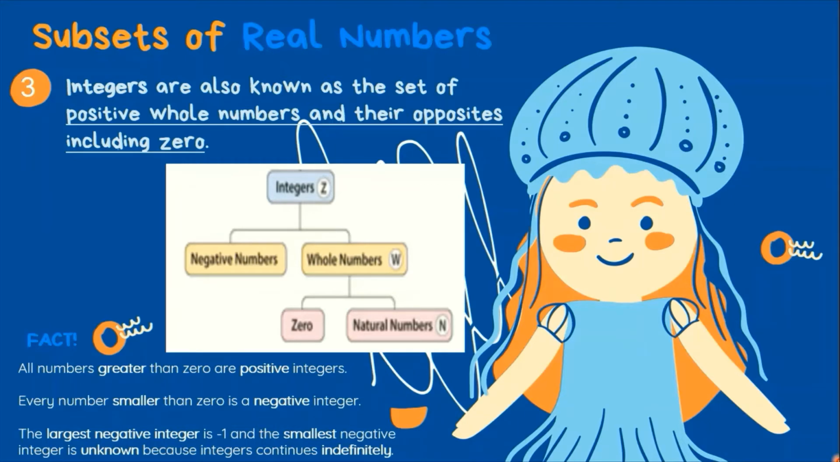Si 0 ay walang sign. 0 is neither positive nor negative. Nasa gitna siya, neutral siya. Positive numbers start with 1. 1 is the smallest positive number. This is the smallest natural number.